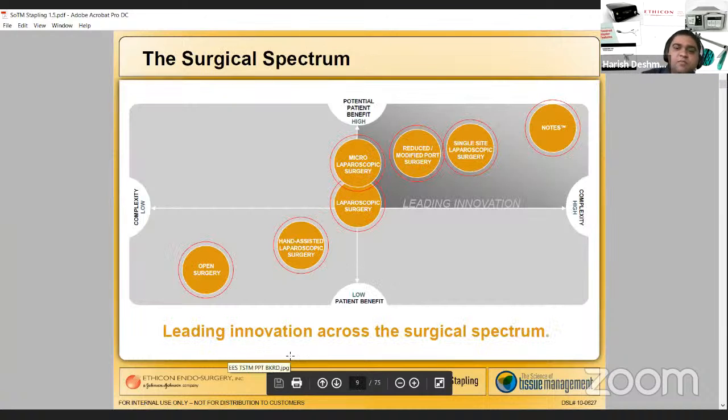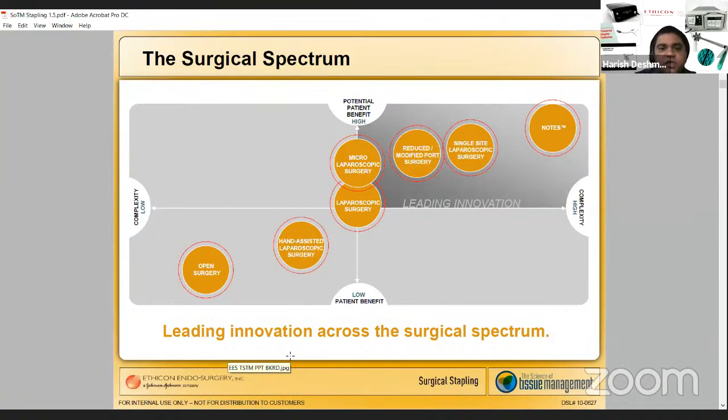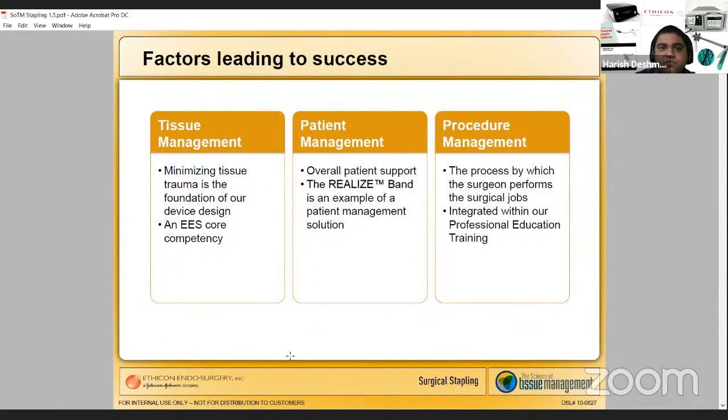So this is one of the innovative things which has started in surgeries. It started with open surgeries, then we had hand assisted surgeries with laparoscopy. Then we had laparoscopic and microsurgeries which came with high patient benefits. Now we are moving towards single site laparoscopic surgery and robotic surgeries. The surgical spectrum has shown very clearly that we are looking at a better patient clinical outcome. End of the day, we are looking at a better patient benefit.